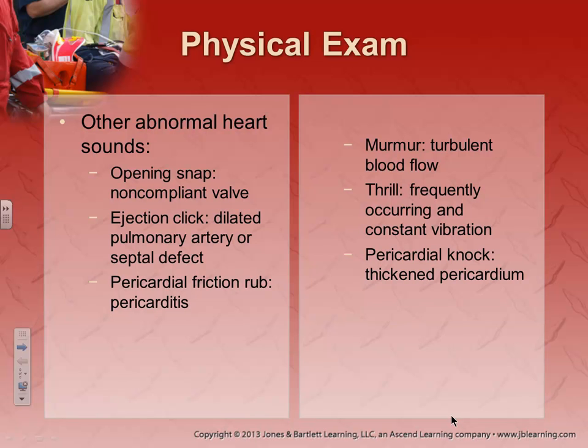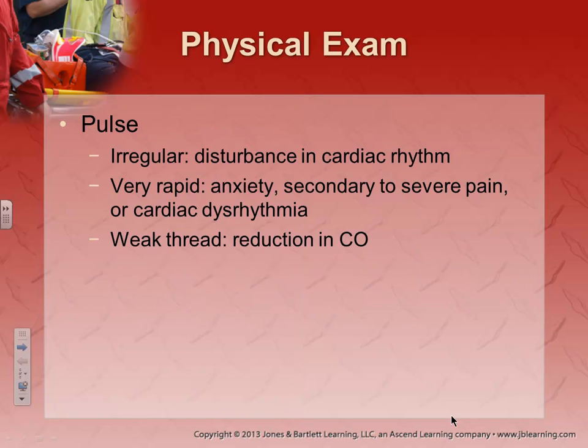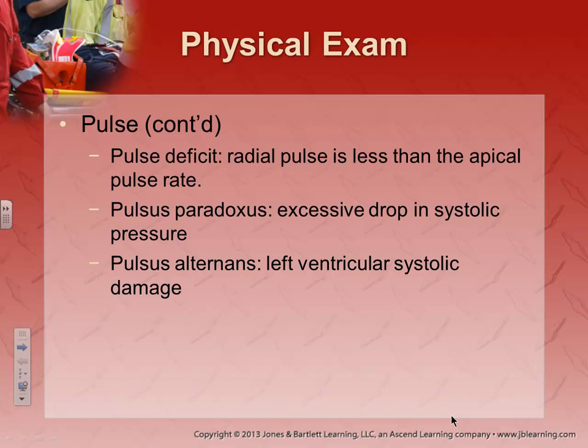Here's a couple of the other abnormal heart sounds. Pericardial friction rub is not a good thing. It sounds like sandpaper, and that's because they've lost that fluid. Pulse, we know what a pulse is. A weak pulse could indicate a decrease in cardiac output, right? A rapid pulse could be due to anxiety or pain. With a rapid pulse, we're not going to have good cardiac output because it's not going to allow the ventricles time to fill. May have a pulse deficit. This is where the radial pulse is less than the apical pulse rate. Again, problems with perfusion, cardiac output.